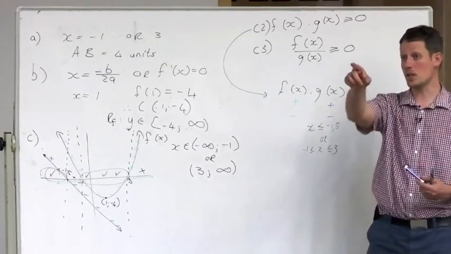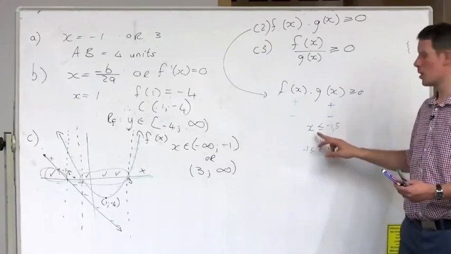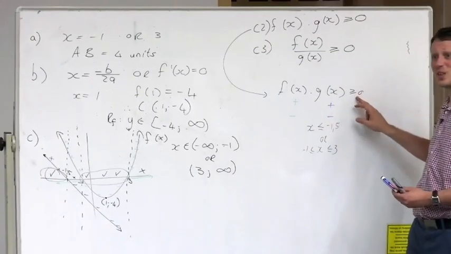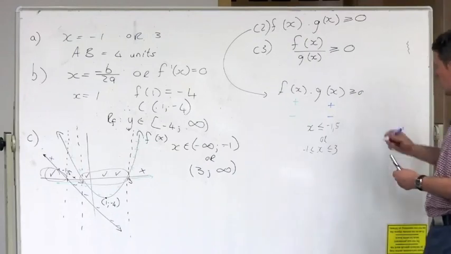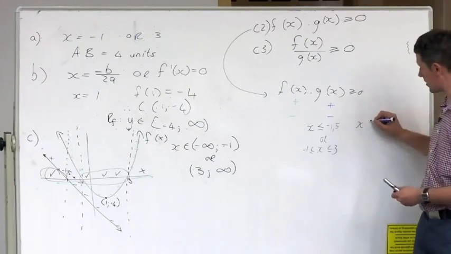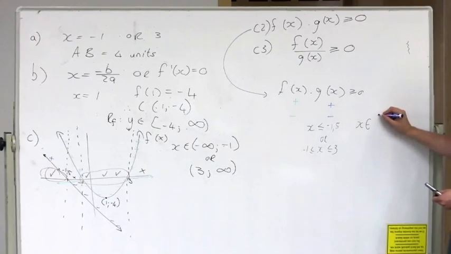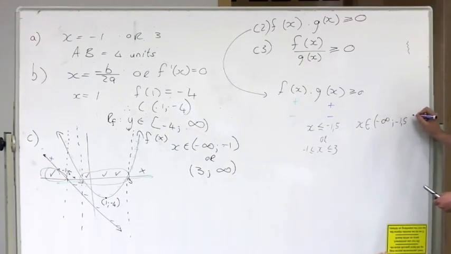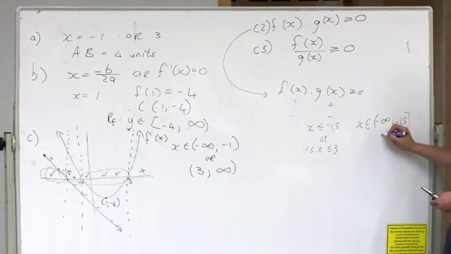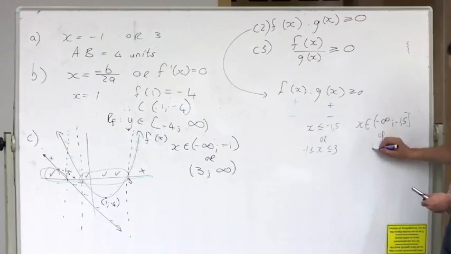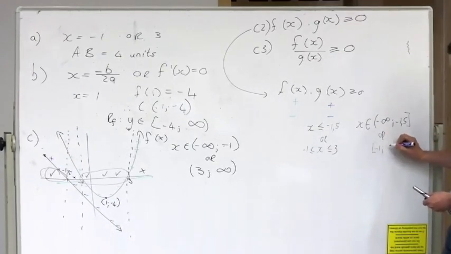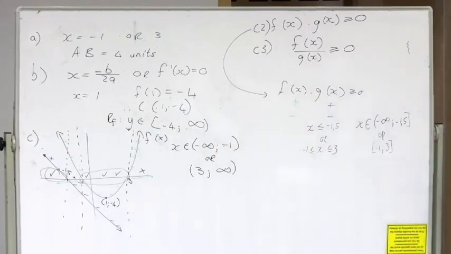But now the thing is, why do I include? Because it is included here. And there, I've got it, I can write this as x is an element of negative infinity up to negative 1, 5 included, or between negative 1 and 3 both included. And there are my answers.